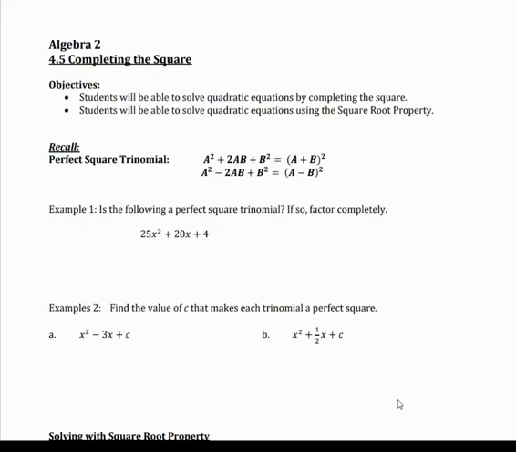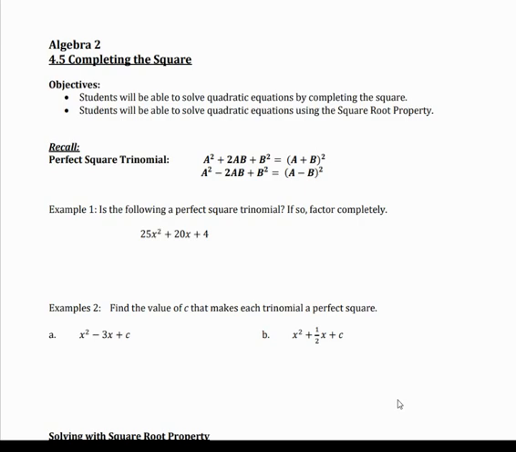Section 4.5, completing the square. This is our fourth method of solving quadratics. So far, we have solved by graphing, we have solved by factoring, and we have solved by the quadratic formula. Solving by graphing is probably the least useful, unless we have a graphing calculator that gives us exact answers.